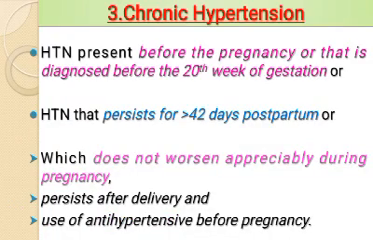3. Chronic hypertension. Hypertension present before the pregnancy or diagnosed before the 20th week of gestation, or hypertension that persists for greater than 42 days postpartum, or which does not worsen appreciably during pregnancy, persists after delivery, and use of antihypertensives before pregnancy.